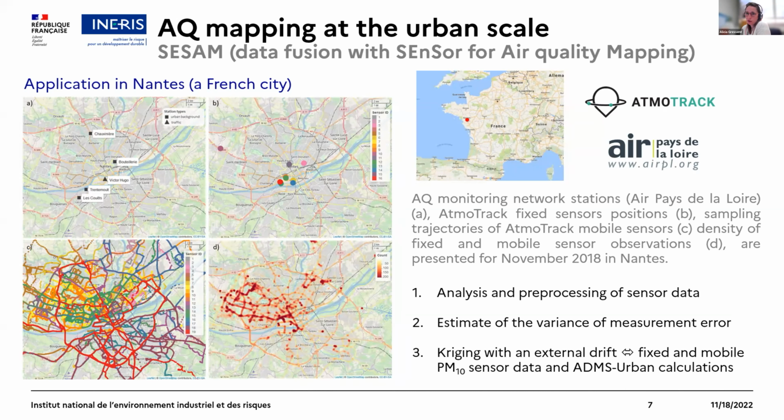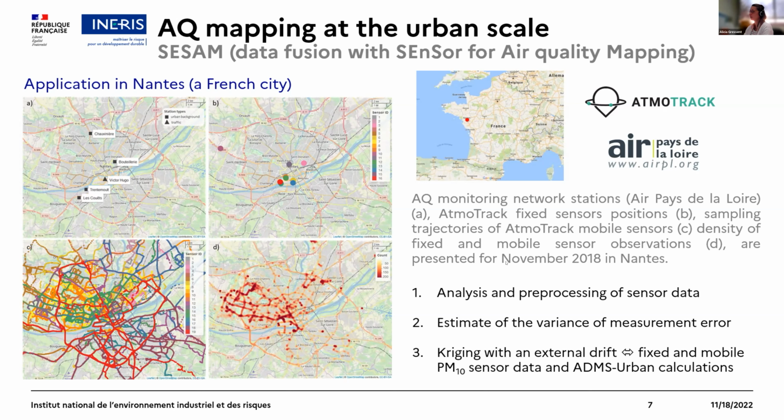Here you can see the different colors that correspond to the different sensor IDs in different vehicles, like ambulances and service vehicles. And then you can see on the bottom right the density of the measurements in the city of Nantes. The density is very heterogeneous depending on the sampling. We don't actually have control over the sampling, so we have to deal with these heterogeneities in time and space of the sensor measurements, which, as I mentioned before, is a challenge for the data fusion.